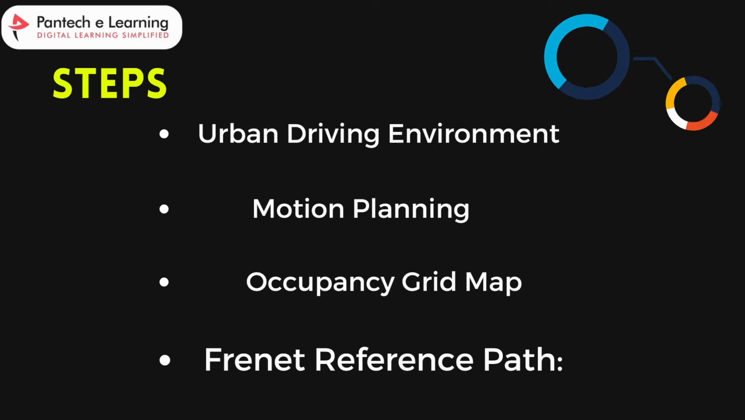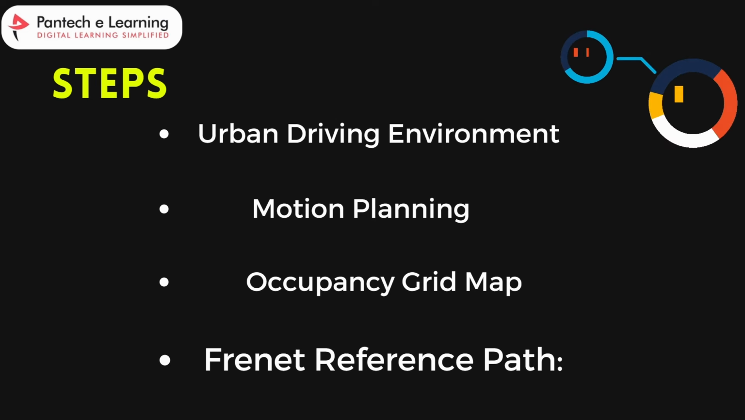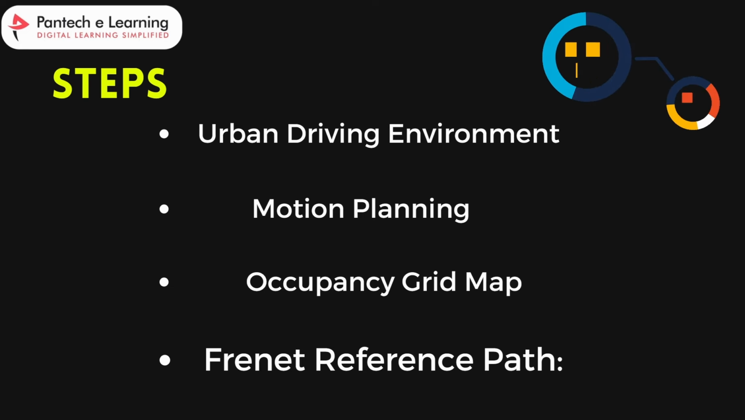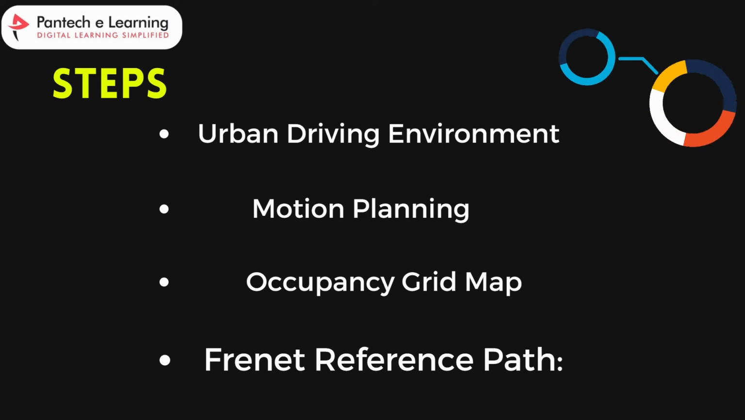So before we get into that, I am going to give a simple introduction to the Frenet reference path and the dynamic occupancy grid map. As I said earlier, imagine the road as a line that curves and twists. This Frenet reference path helps a car follow this line smoothly. It tells the ego vehicle how far it is from the road and where it should go next, making driving easier in tricky areas. So at that time we use this reference path.